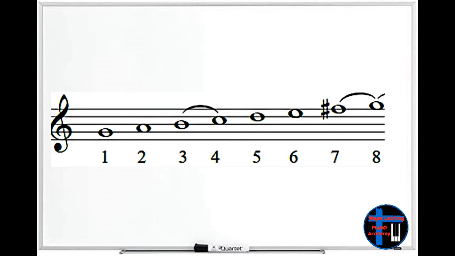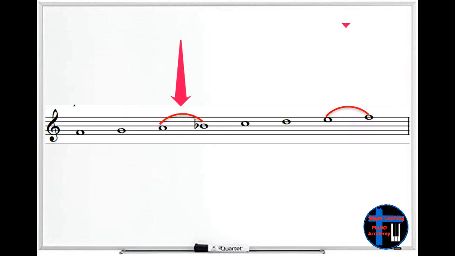So if you have semitones between the 3rd and the 4th and 7th and 8th scale degrees in a major scale, then your scale will always be correct.